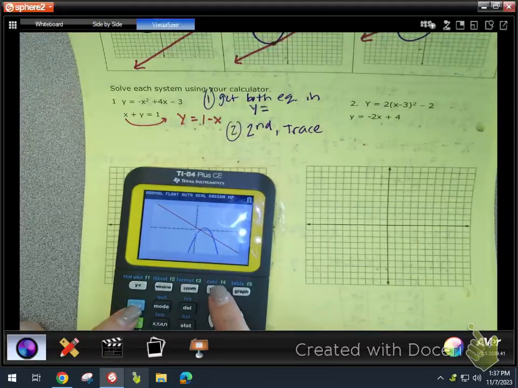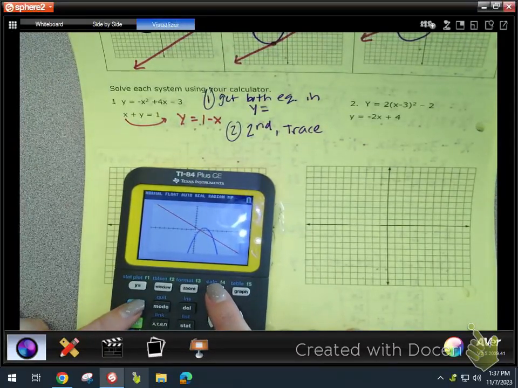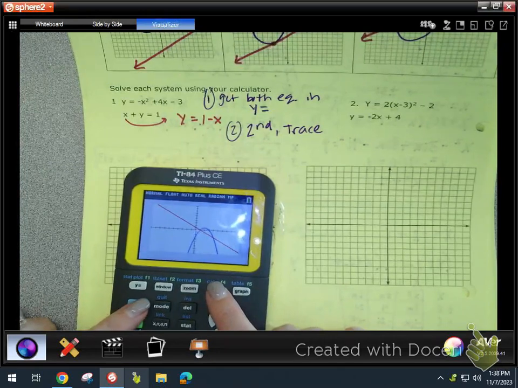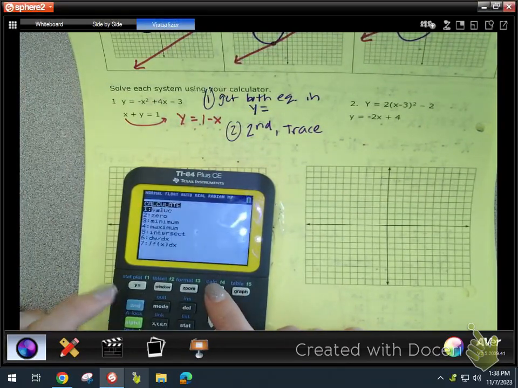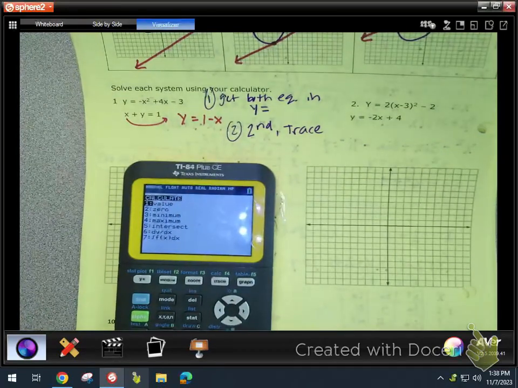Trace is right next to graph. If you can see in blue, right above it says calculate. Sometimes I say second trace, sometimes I say second calculate. They're the same button though. Okay, so second trace. We're going to do some other stuff in second trace next class, but for today, we just want to calculate those intersection points, which, how many are there?